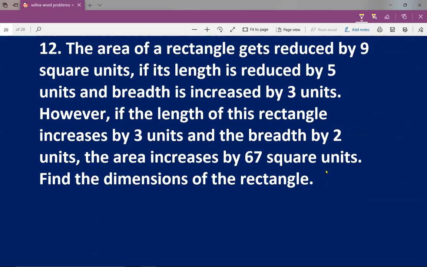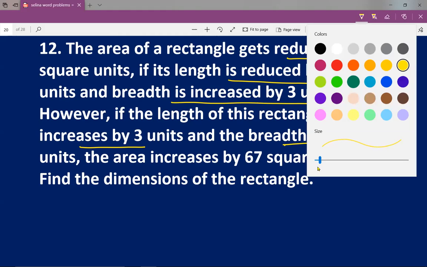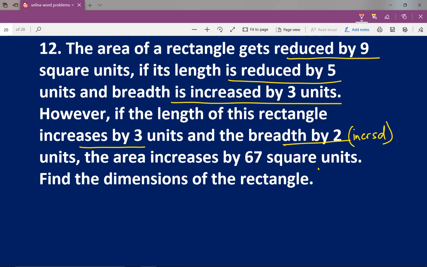Area of a rectangle gets reduced by 9 square units if its length is reduced by 5 and its breadth is increased by 3. However, if the length is increased by 3 and the breadth is increased by 2, the area increases by 67 square units. Find the dimensions of the rectangle. You'll have to read the question twice or thrice to understand what the author is trying to say and ask.